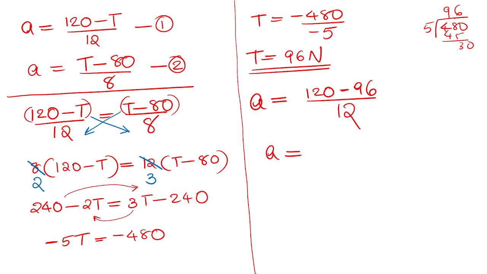Let me find out the value. 1 minute. 120 minus 96. You will get a good value. Okay, you will get a good number. 2 meter per second square. So tension and acceleration both I have found. So you please write down and you can ask me doubts. Deva, Rakshana, if you are 100% clear, please raise your hand.